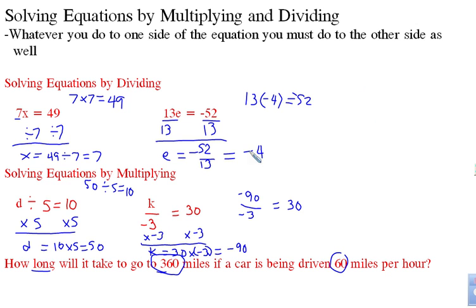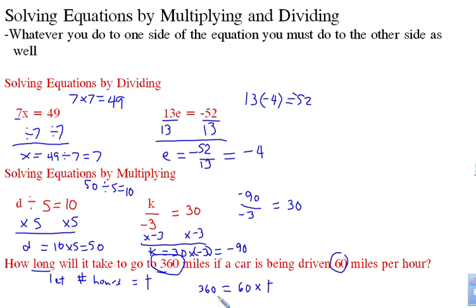The thing we're trying to figure out, that's going to be our variable. So I'm just going to assign: let the number of hours equal t. This is just for time. So now I just write this out as it says here. 360 miles is how far I'm going. That's equal to, how long will it take if I'm driving 60 miles per hour? Well, 60 is the amount of miles per hour, and then I'm just trying to figure out what that value is for t.